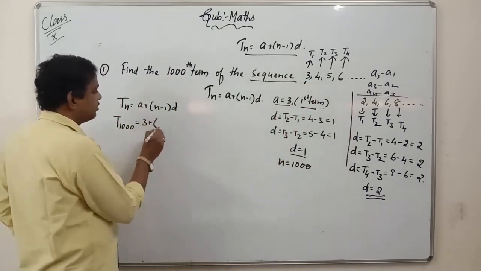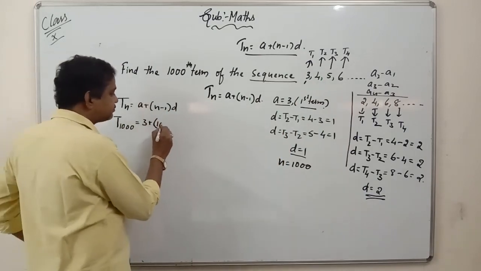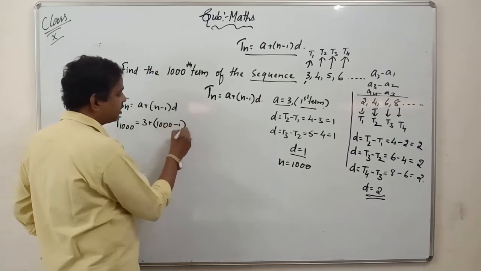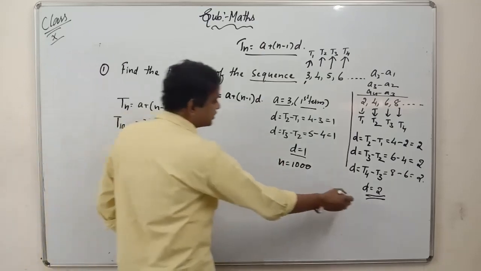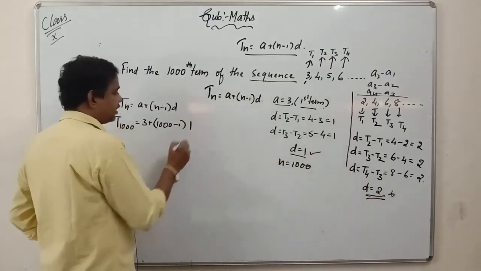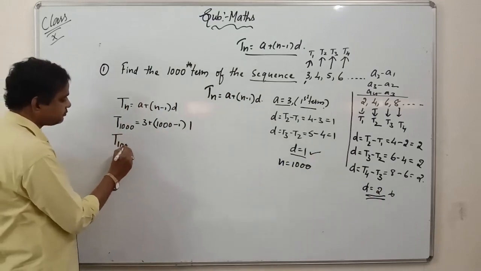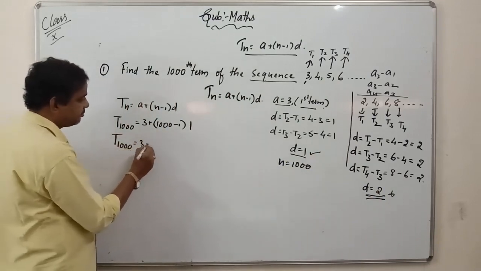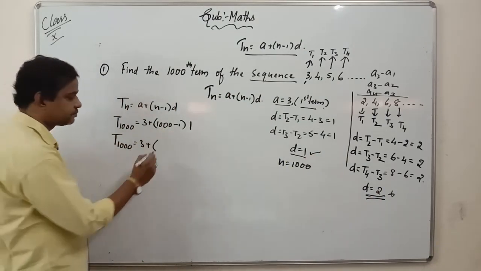3 plus, what is N? N is 1000 minus 1. What is D? D is 1 here. Don't go with this one. This is the example I showed you. D is 1 here. Now T1000 equals 3 plus 1000 minus 1.